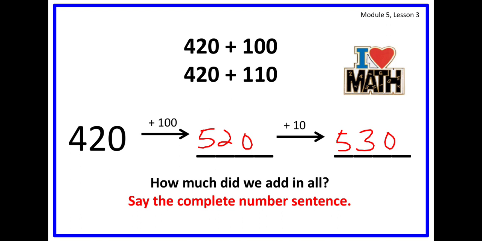So 420, we are adding 100 first. 420 plus 100 will give us 520. Now let's add our 10. 520 plus 10 will give us 530.